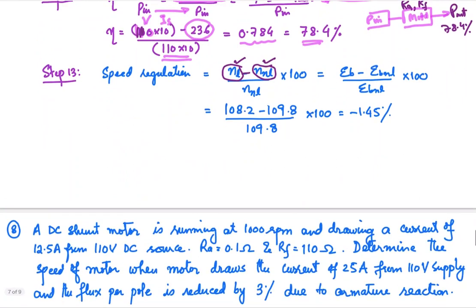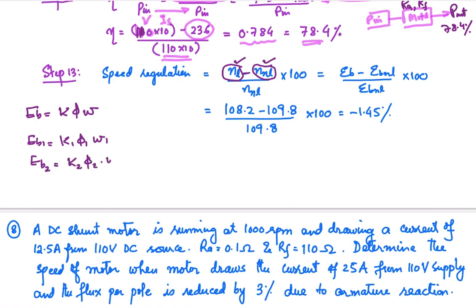And what is that? We know that the back EMF is proportional to k phi into omega, right? So if we consider the no load state, we can write EB1 equal to k1 phi 1 omega 1, and for the full load state, EB2 equals k2 phi 2 into omega 2. You can also express this in terms of RPM, some k1 prime phi 1 into n1, the speed in RPM, and k2 prime phi 2 into n2.